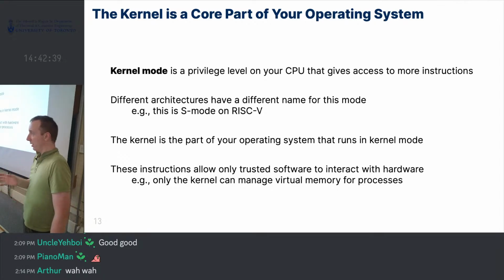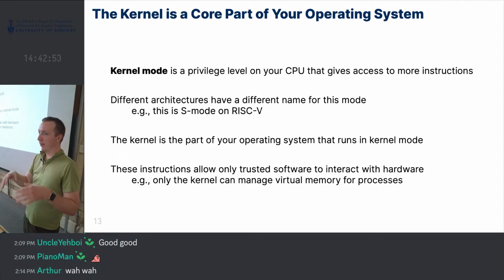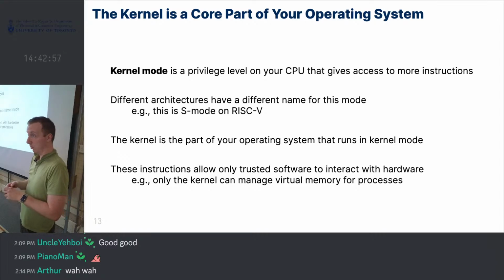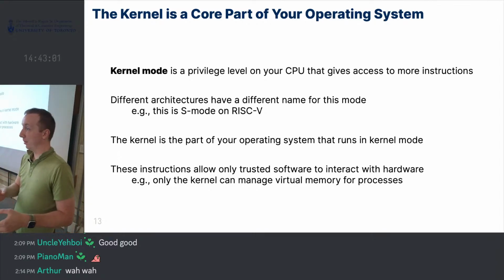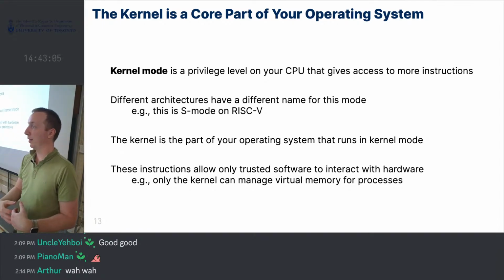It's a privilege level that gives you access to a whole different set of instructions. Most of the kernel mode instructions are going to let you manipulate hardware directly, and it's more privileged than if you just run some application. Different architectures have a different name for this mode. In RISC-V, it's called S mode for supervisor mode. You might hear it called kernel mode. On really old CPUs, they had a concept of rings. On Intel CPUs, it's called ring 0. They all mean the same thing. It's just a separate CPU mode that gives you access to more instructions that can directly manipulate the hardware.